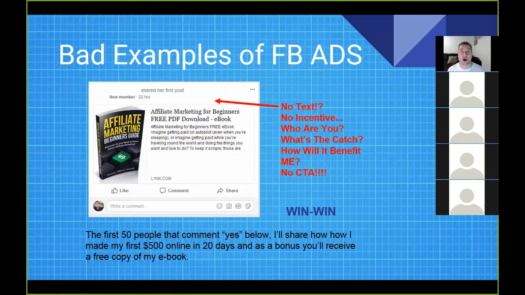So how I would have structured this advert, I would have said for the first 50 people that comment yes below, I'll share how I made my first X amount of dollars in X amount of days. And as a bonus, you'll receive a free copy of my ebook. So as you can see, there is a win-win. So for the first 50 people, I'm creating some sort of scarcity, and then they have to comment yes below, which will also bump up the advert to the top of the group each and every time. And then you're sharing some value with them.